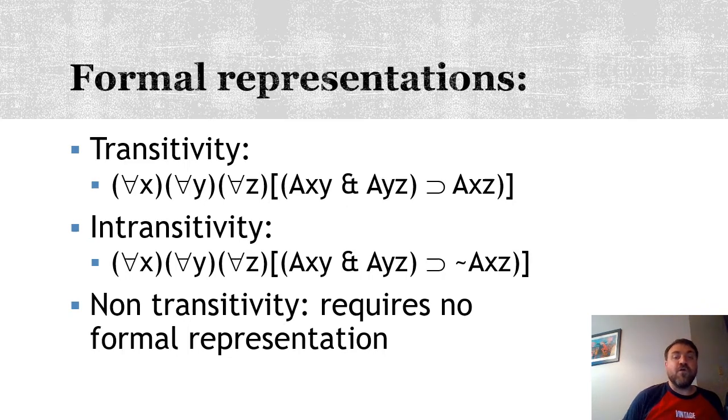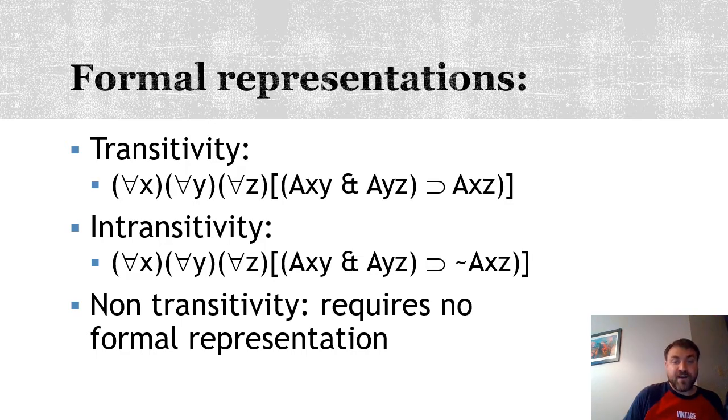And so here are formal representations of transitive or intransitive. The transitive one, again, if you look at it, just says, look, if x bears the A relation to y, for all x and y, and y bears the A relation to z, then x will bear the A relation to z as well, right? So that's how you explain, in language P, that A, the predicate there, is in fact transitive.